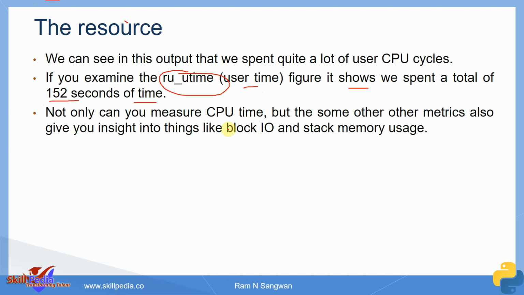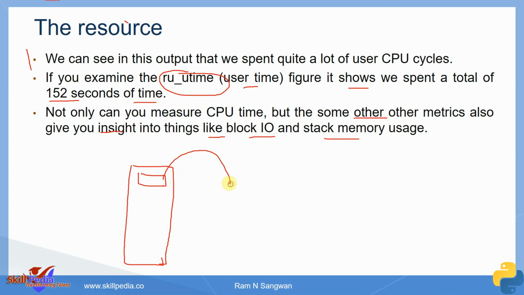Not only can we measure CPU time, but some other metrics also give you insight into things like block IO and stack memory uses of the system. So this gives you resource uses by your program. What happens is we have memory in the form of a pool, but you don't eat up the entire memory for one program. Memory is divided into pages, and you take the pages page by page, and you create a stack of memory addresses.